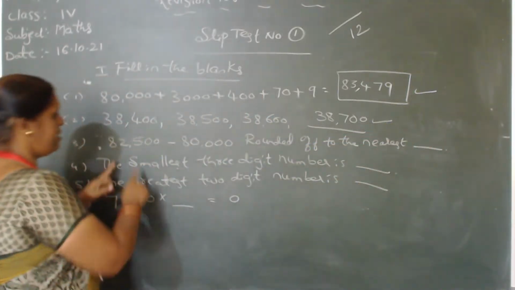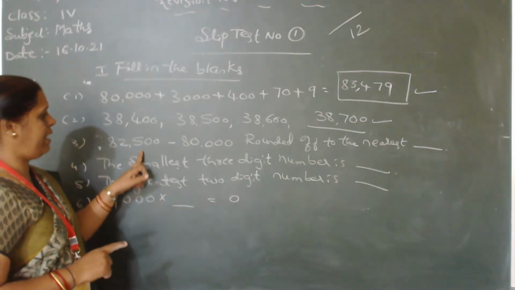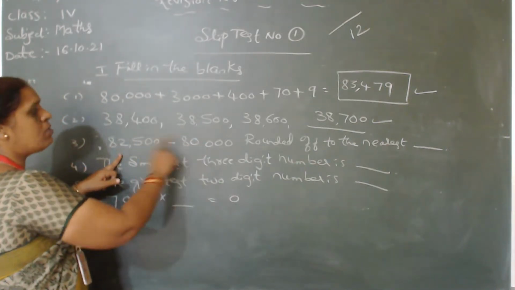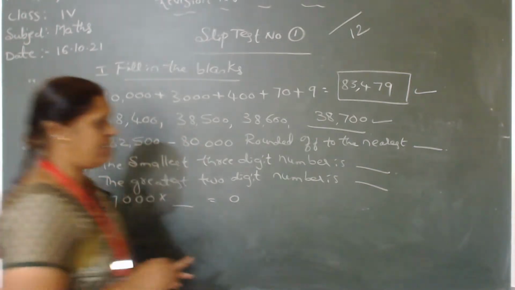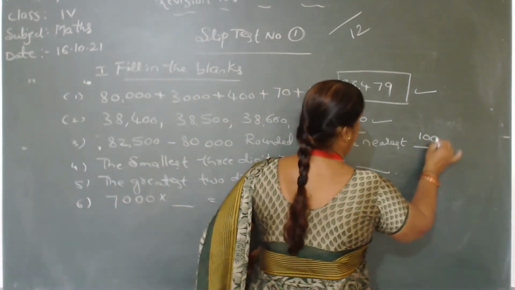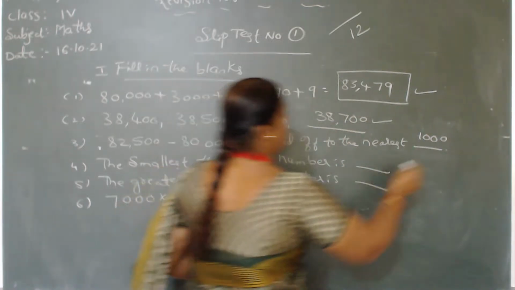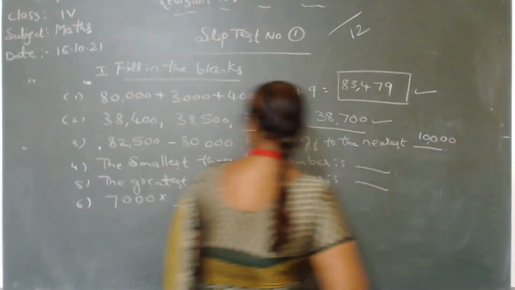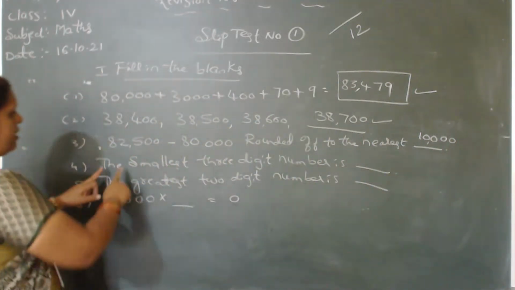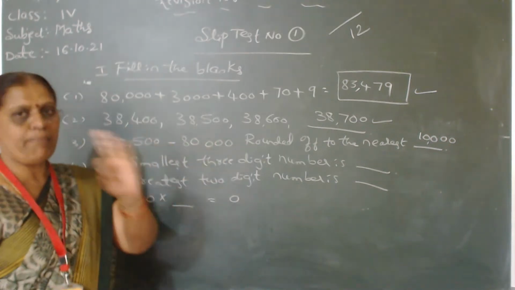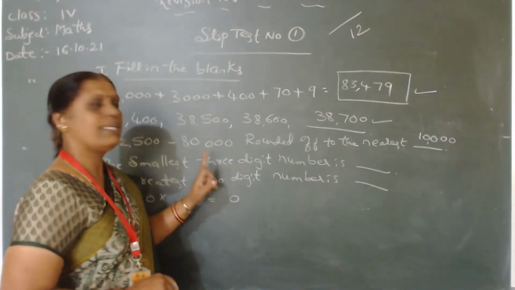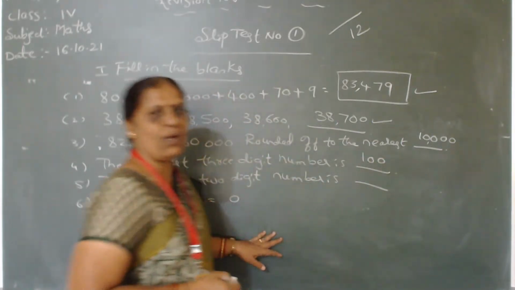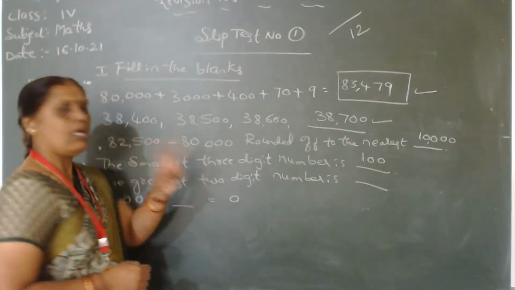So next one is 82,500 rounded to 80,000. So it is rounding to the nearest thousands. 10,000, sorry, 80,000. The smallest 3-digit number, as I told, is 100. This is the smallest 3-digit number.